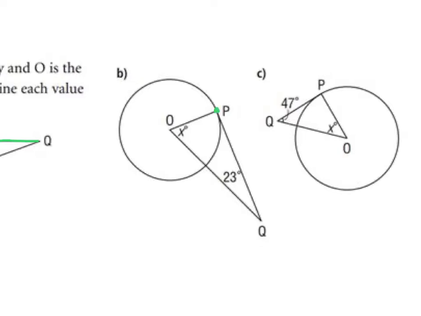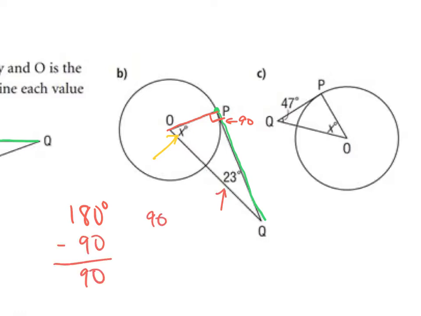Well, B, here's my point of tangency. Here's my tangent line. Here's my radius. So that means that right here we have our 90-degree angle. But we're trying to find this angle here. So remember, the angles inside a triangle add up to 180 degrees. So if I subtract my 90 and my 23, 180 minus 90 gives me 90, and then 90 minus 23 gives me 67. I end up with 67 degrees.